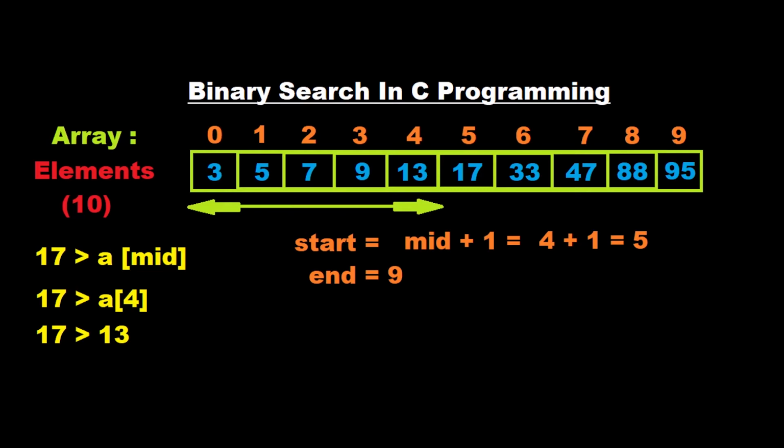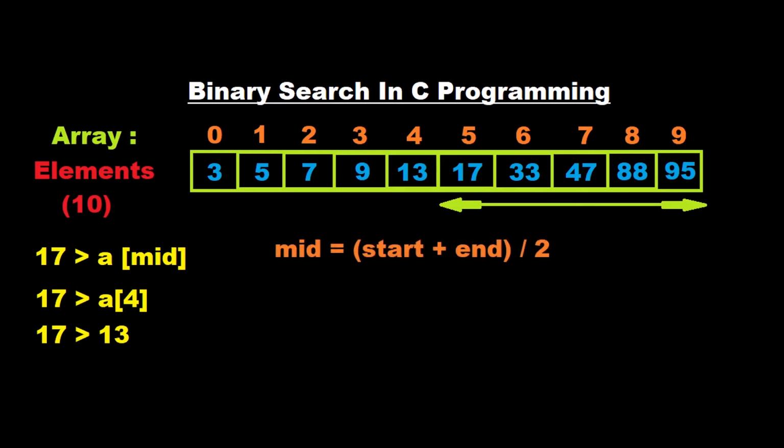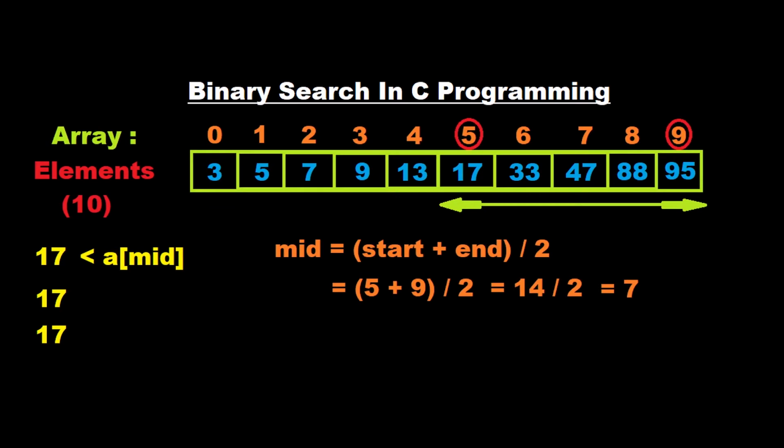So now again let us find the mid value in this new array. Mid is equal to start plus end divided by 2. So our new start is 5 and the end value is 9. It will be 5 plus 9 divided by 2 is equal to 14 divided by 2, which is 7. Now let us check once again. 17 is less than a of mid, or 17 is less than a of 7. Or we can say 17 is less than 47, which is true.